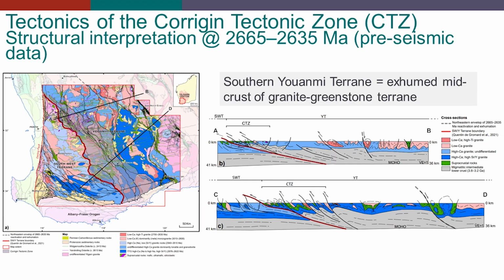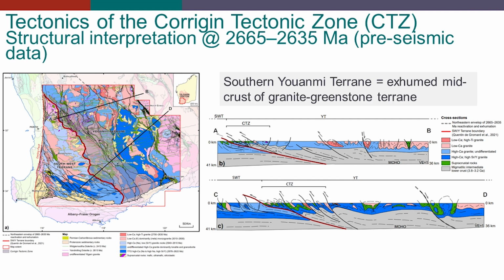And so this is the geometry that we're looking at, with exhumation of the mid-crustal portion of the southern Youanmi terrane, thrusted over the southwest terrane along the terrane boundary. And then we need the normal fault in through here to allow this exhumation.